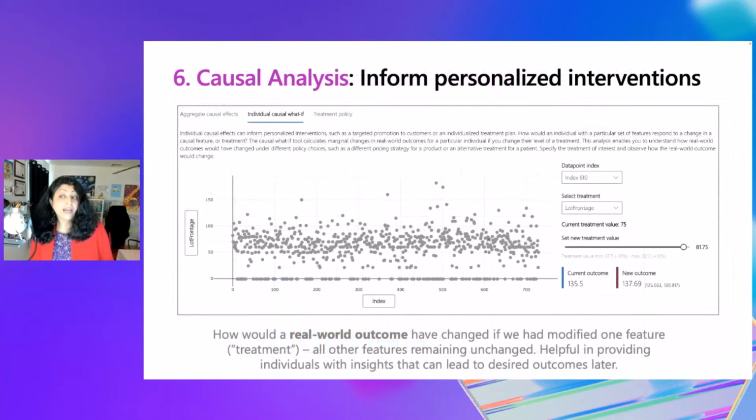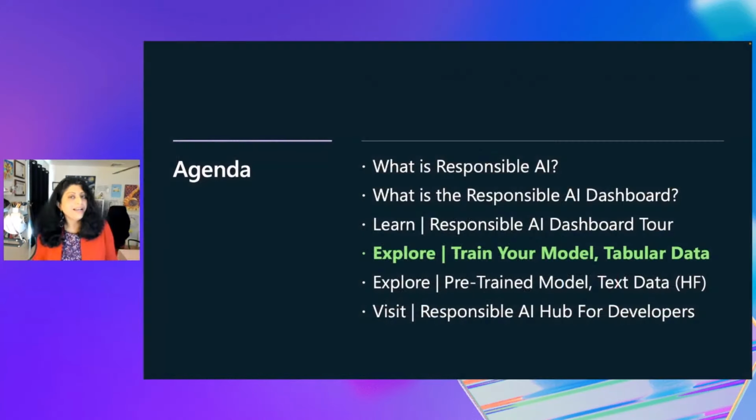Causal analysis, on the other hand, is really about real world action. Something has happened. What is a personalized intervention? Is there a policy that we could change to make sure that those decisions would be different for the user the next time? So with that, you've gotten a sense of the different components of the Responsible AI dashboard.